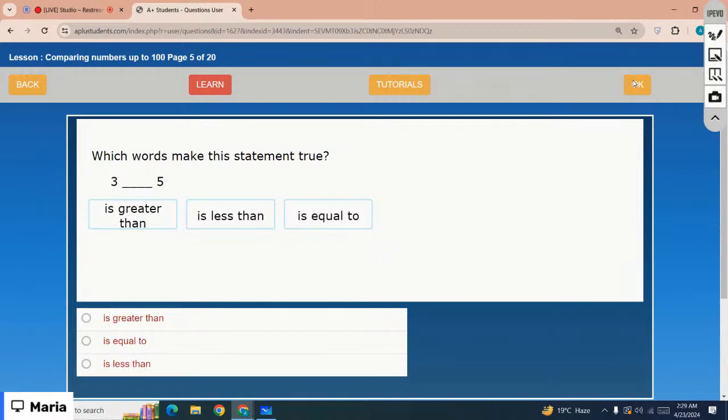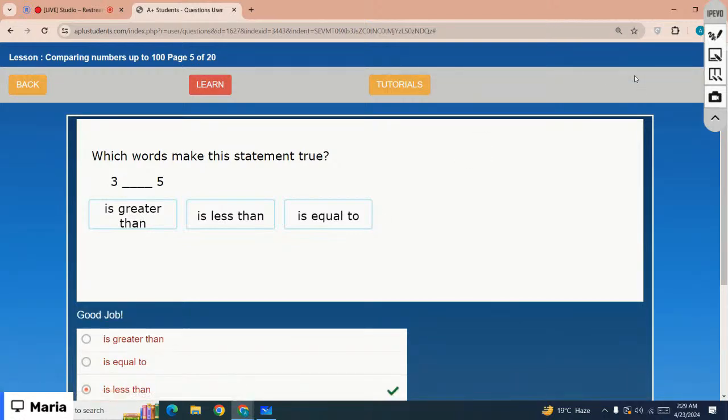Yes, 3 is less than 5, it is right. The correct option is less than 5.